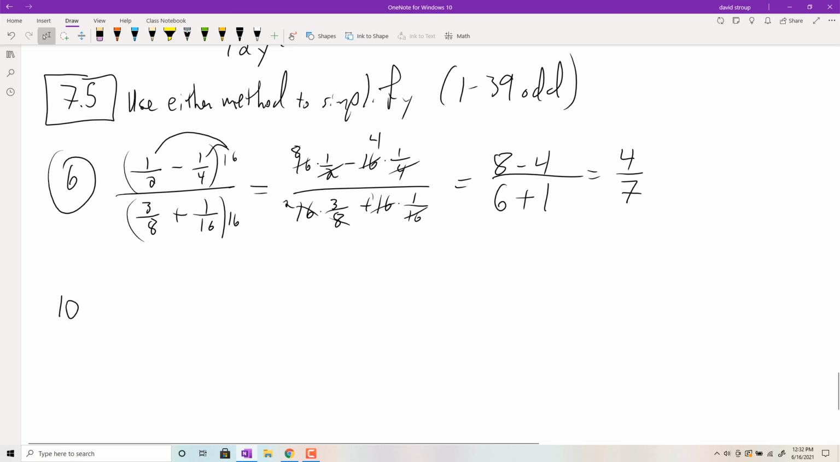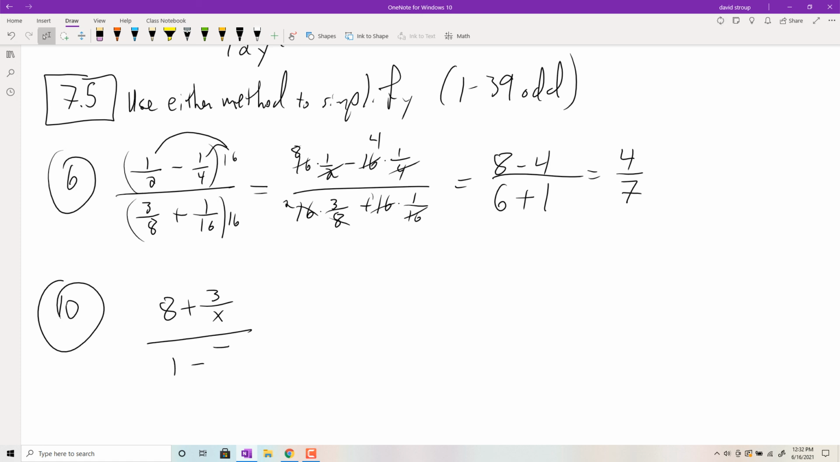Let's look at one with the first method. So 8 plus 3 over x, over 1 minus 7 over x. Okay, so the second method was to find a common denominator for each term. In the terms in the numerator, find a common denominator, and the terms in the denominator, find a common denominator. Then simplify, and then rewrite it as division, and then rewrite it as multiplication, and then simplify from there.